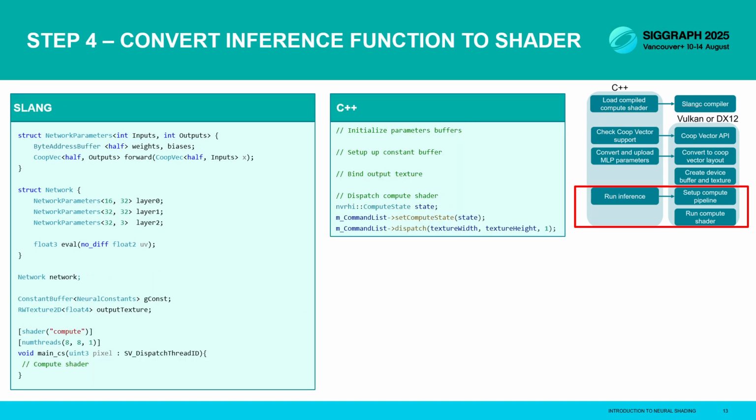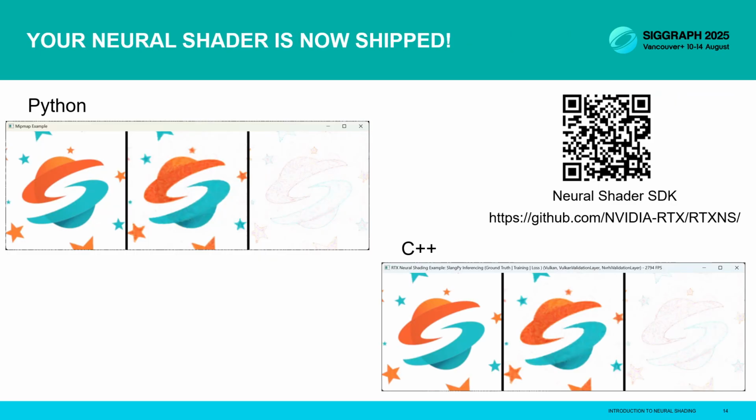On the C++ side, we first initialize neural network parameter buffers, then set up the constant buffer, bind the output texture, and then dispatch the compute shader using the output texture size. And now conversion is done. As you can see, Python and C++ versions produce exactly the same output. You can find the corresponding source code in the Neural Shading SDK using the GitHub link or QR code.